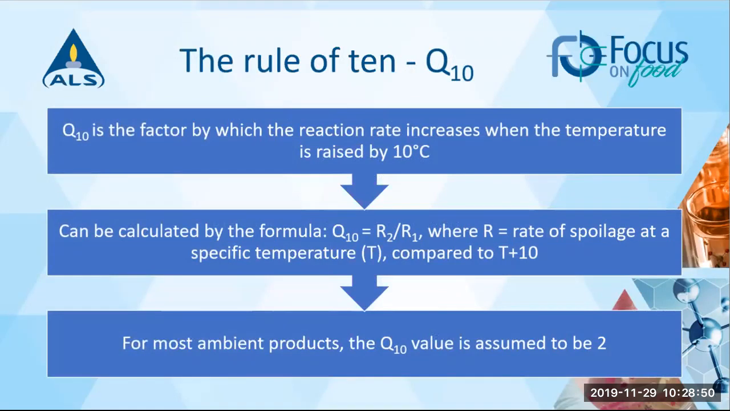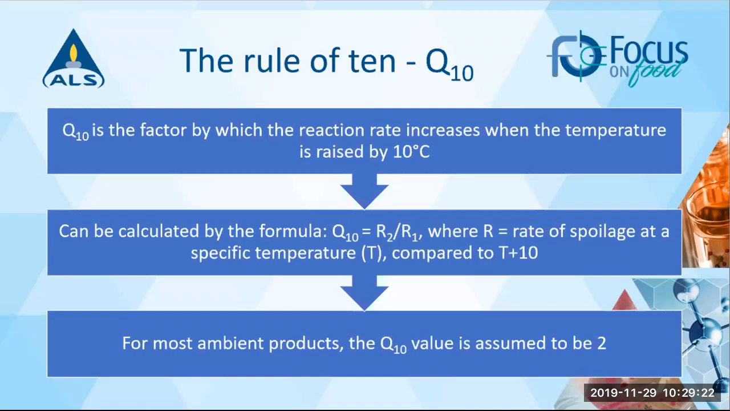So a few slides ago, I mentioned the Q10 approach, also known as the rule of 10. Mentioned that in relation to the Arrhenius equation. So the Q10 itself is a factor, and it's derived from the equation R2 divided by R1, where R represents a nominated reaction rate at a specific temperature. And then you compare that to the same reaction rate at the temperature plus 10 degrees C.